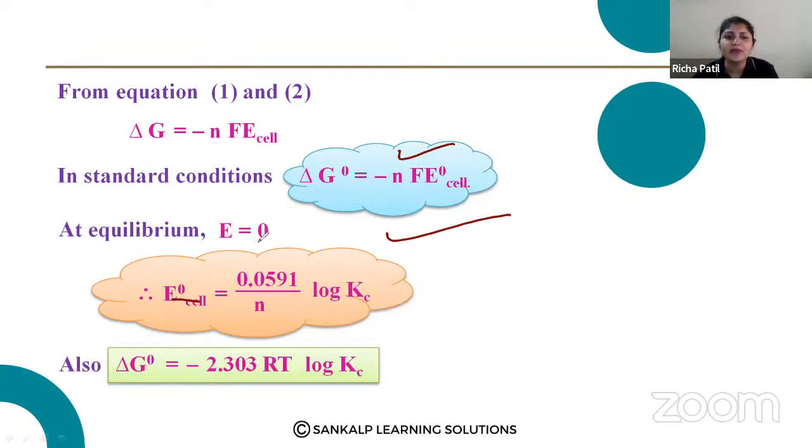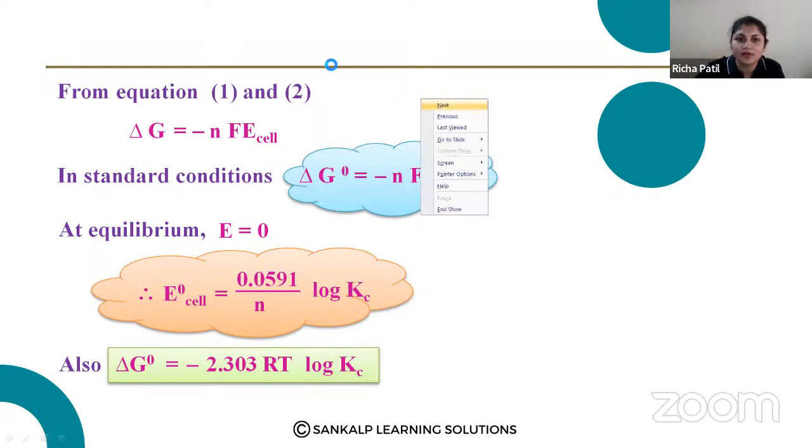So at equilibrium, when E is equal to 0, if you substitute E equal to 0, then E naught of cell is equal to 0.0591 divided by n, log of Kc. Also, delta G naught is equal to minus 2.303 RT log of Kc. So these are the equations we get after solving at certain standard conditions.